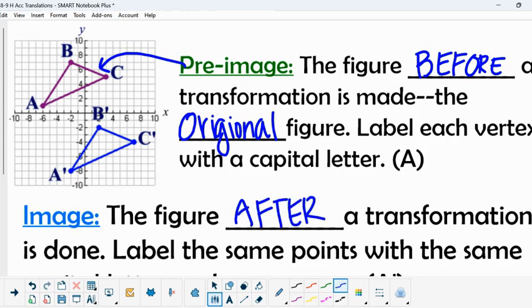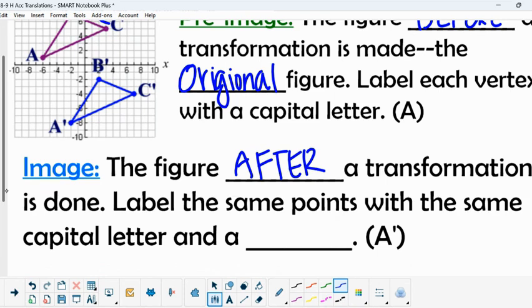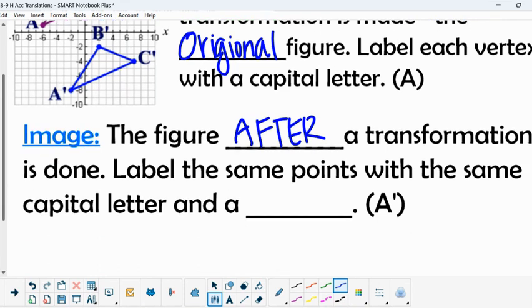You'll label the exact same points with the same letter, but what do you notice that's different on it? It has a little apostrophe. Yeah, and we call that a prime. The little apostrophe is the prime. So we call that A prime or B prime, C prime. After you've done a transformation, so that anybody looking at it knows that's the transformation, you include a little prime. So A will still be A, but you give it the prime to show this is the one that's been transformed somehow. Okay, so the pre-image is before, image is after, and you include the prime on its letter.